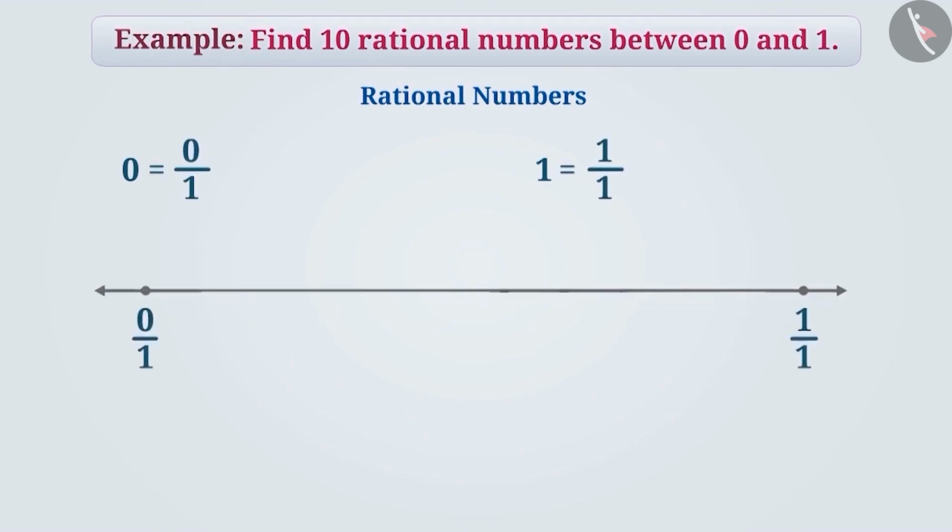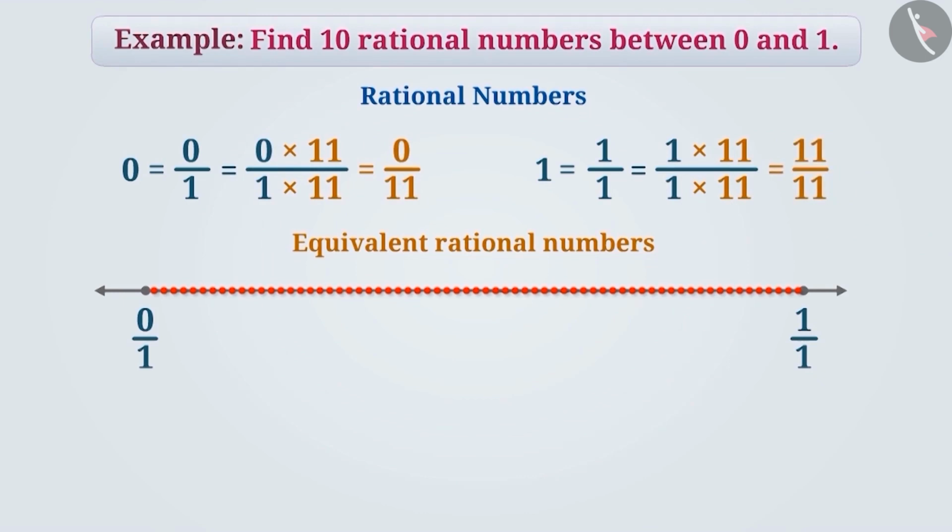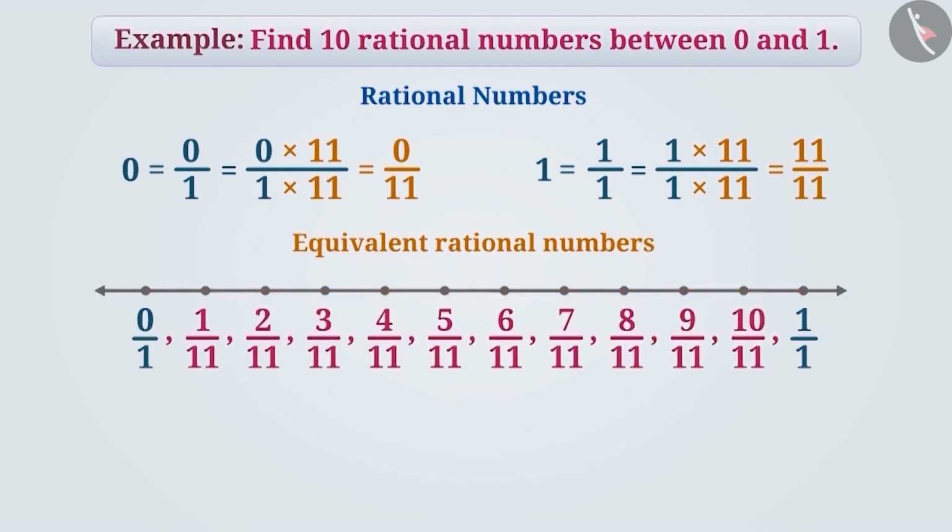There are an infinite number of rational numbers between any two rational numbers. Let's find 10 rational numbers between 0 by 1 and 1 by 1. For this, we can write equivalent rational numbers of 0 by 1 and 1 by 1 as 0 by 11 and 11 by 11 respectively. With this, we can say that in between these rational numbers, there are many rational numbers such as 1 by 11 to 10 by 11, etc.